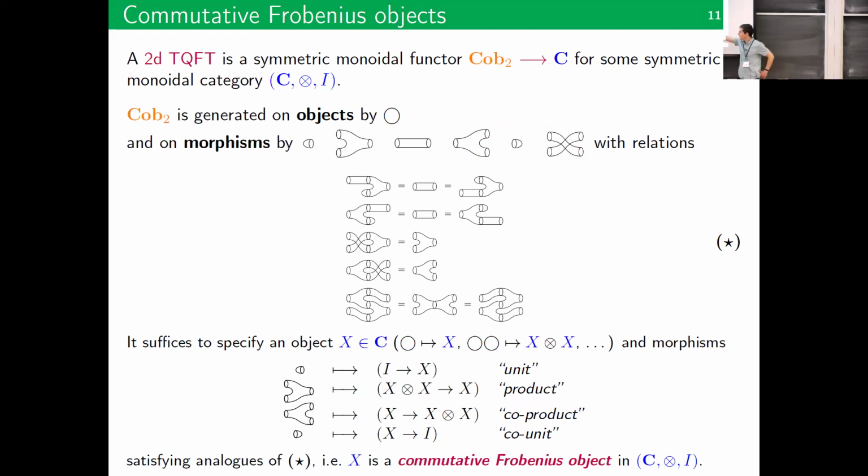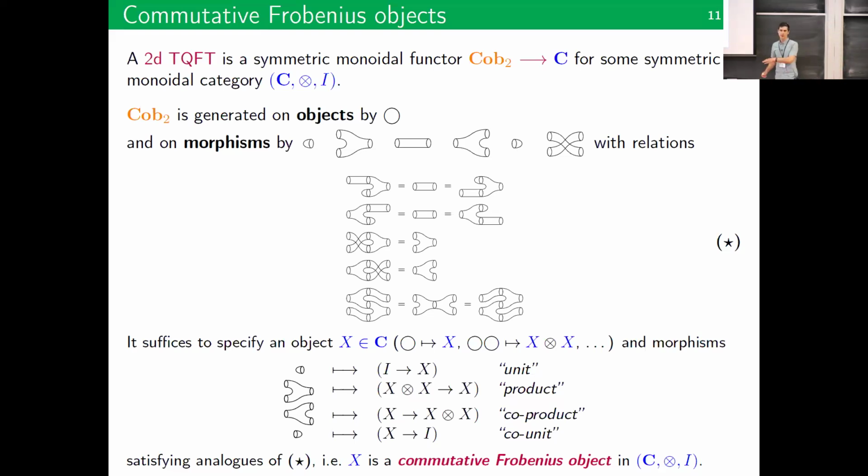Why all of them? Let's say the pair of pants, you can think of this as a morphism from 2 circles to 1 circle. And so you can think of its association as some kind of product because it has to be a morphism from X tensor X to X. So it looks like some kind of product. And then the unit also is a morphism from the identity to X and so on. So we have to specify these morphisms, and they have to satisfy analogs of these relations. And once you have that, you call that a commutative Frobenius object in the category.